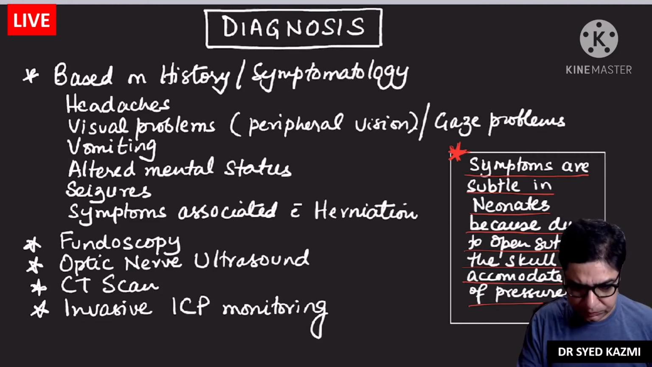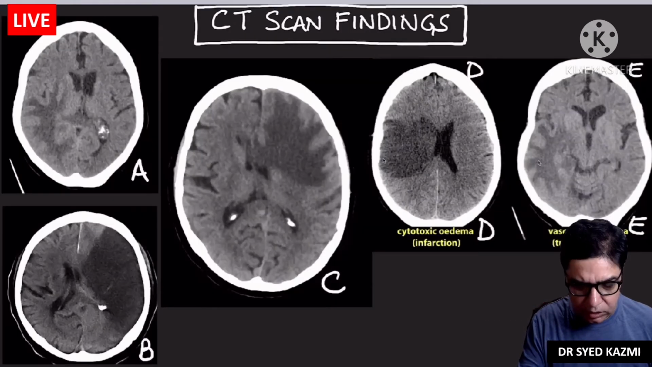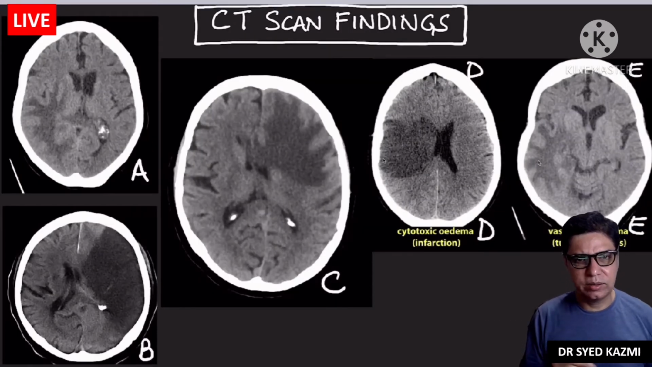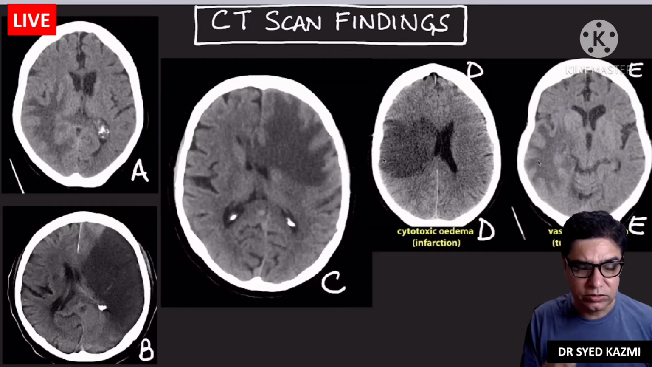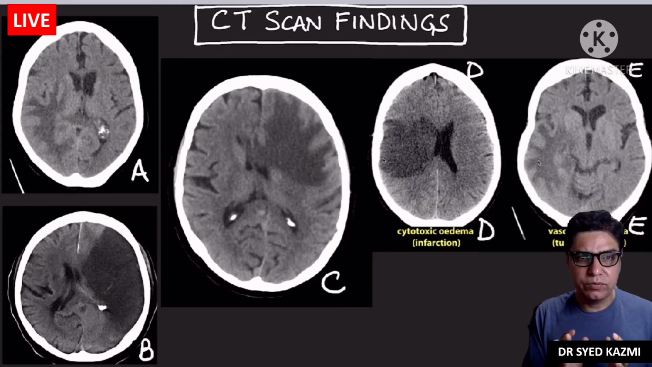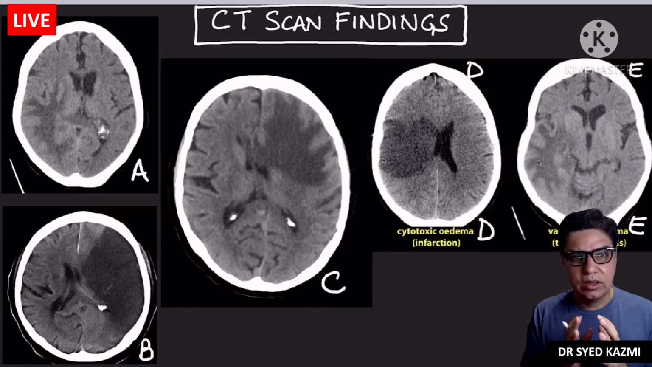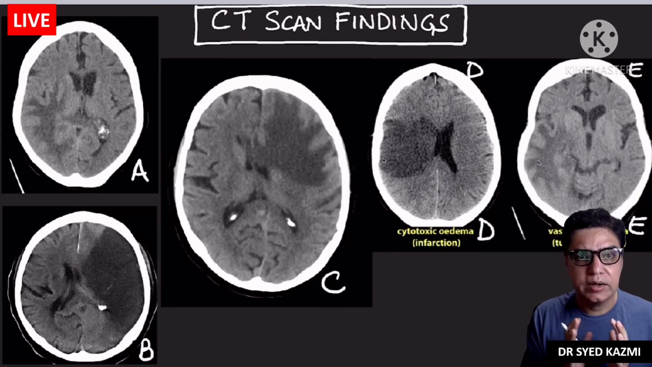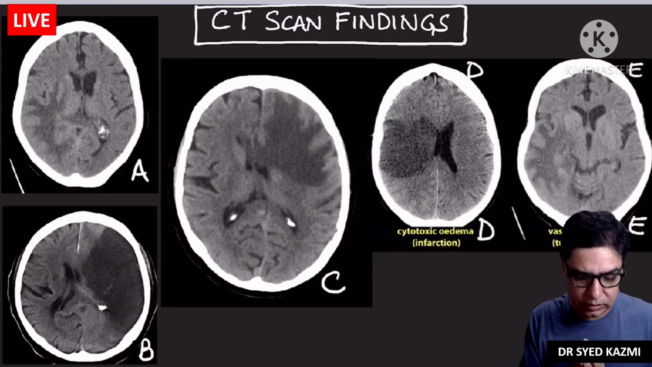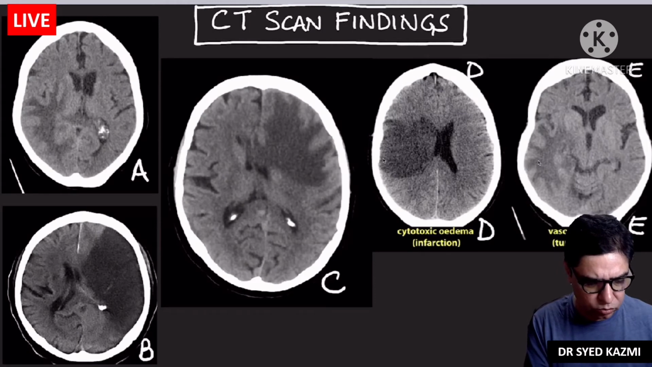Now moving ahead, talking about the CT scan findings, and this is something that I want you to focus on, because as a doctor you will come across situations where you have to read CT scans, and you should be able to differentiate between vasogenic cerebral edema and cytotoxic cerebral edema. So let's go one by one through them.